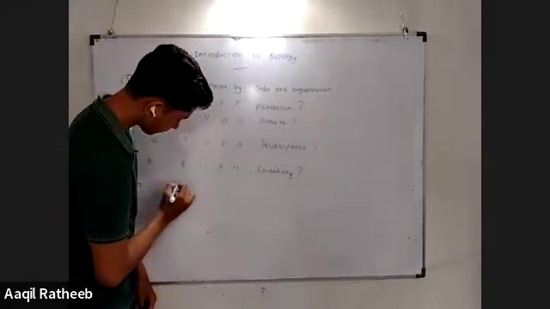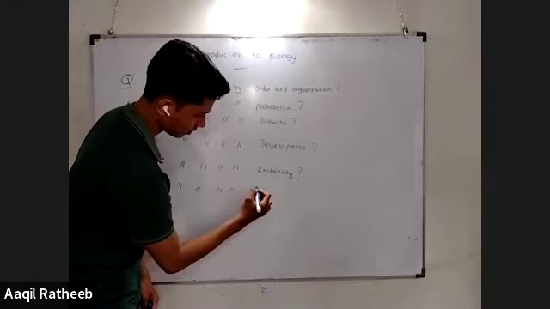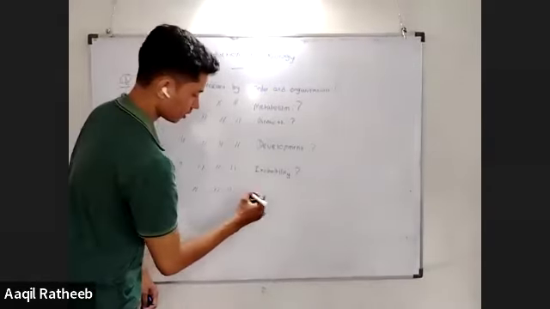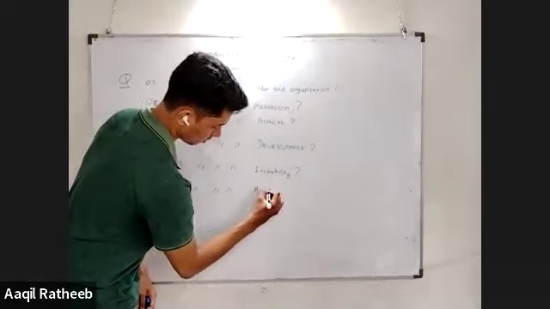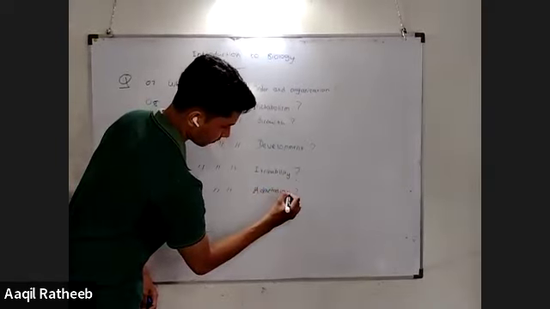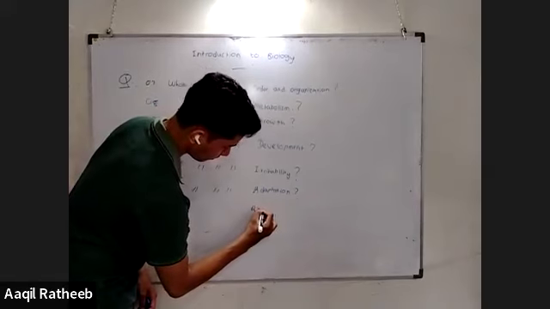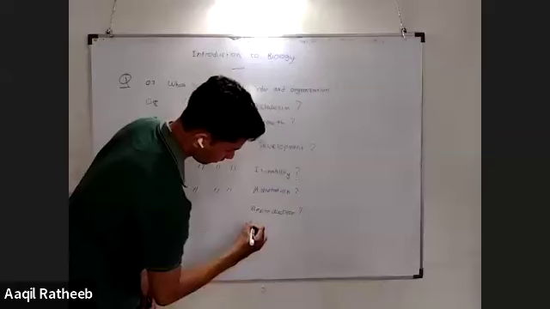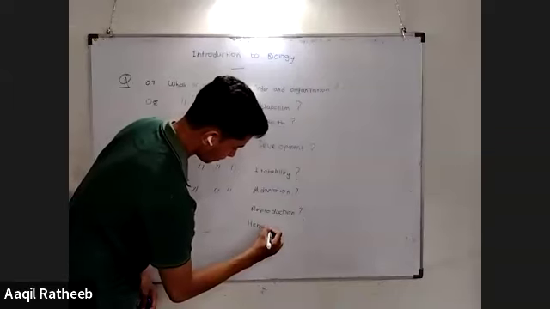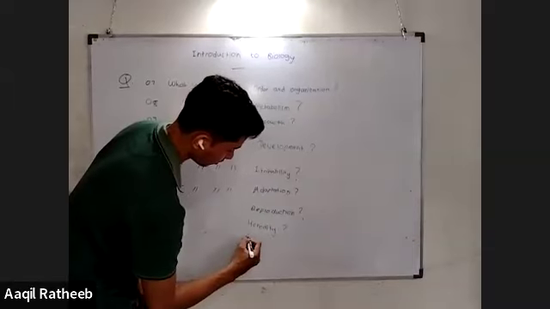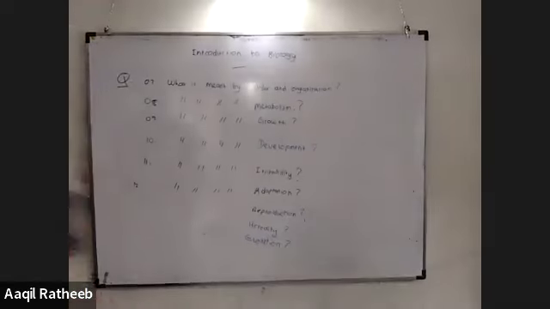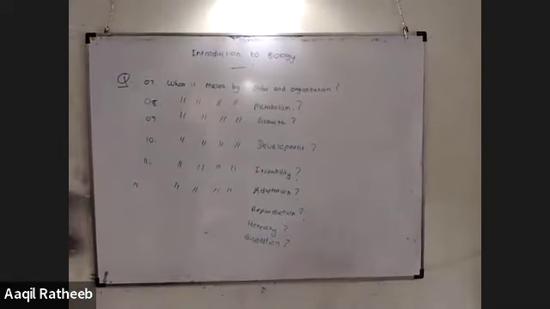Now question number 12. What is meant by, these are what is meant by which I'm writing, adaptation, then reproduction, then heredity, then evolution. Okay, write this down, students. I need the answers for this one. You write the answers down.